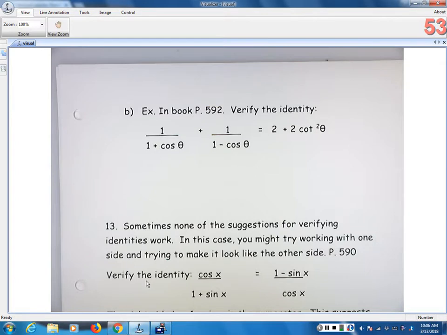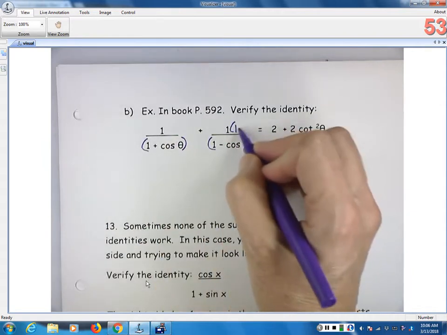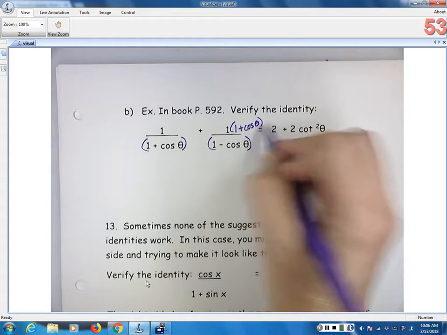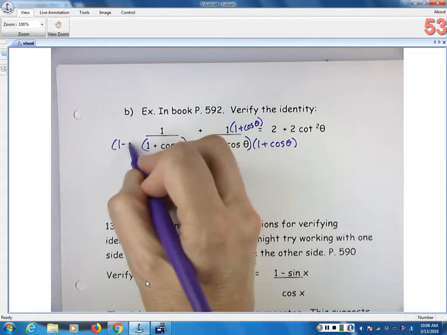FOIL the LCD out, combine your like terms, factor the 2 out. I assume you're doing it, but so you multiply by 1 plus cosine theta and 1 minus cosine theta.